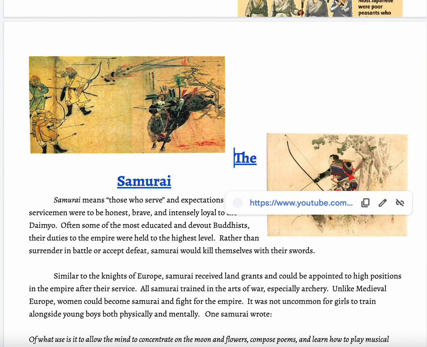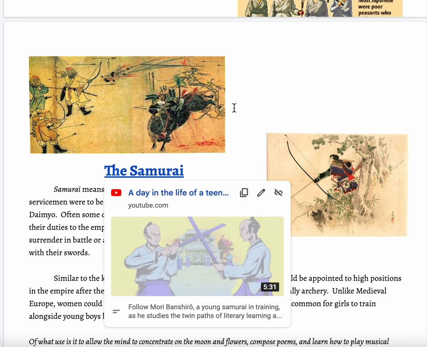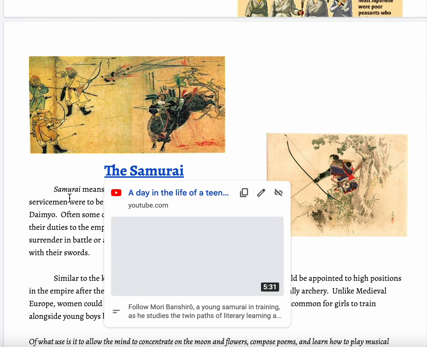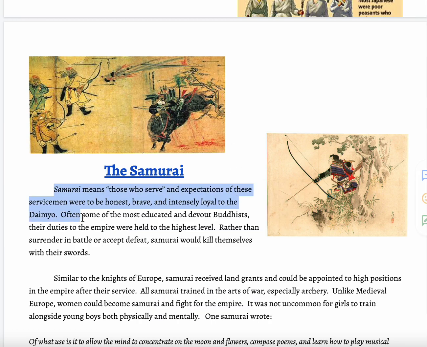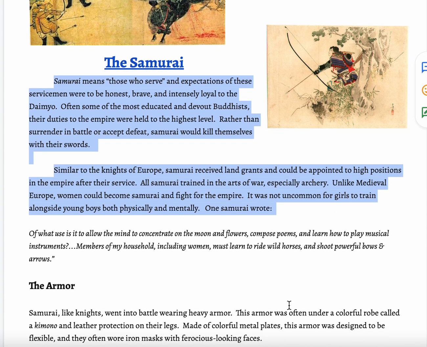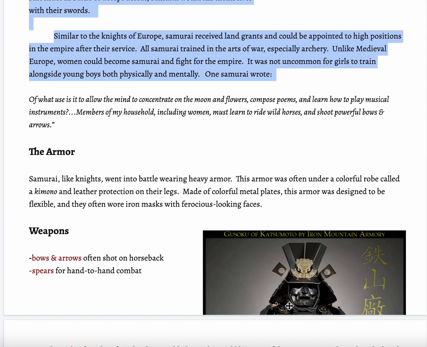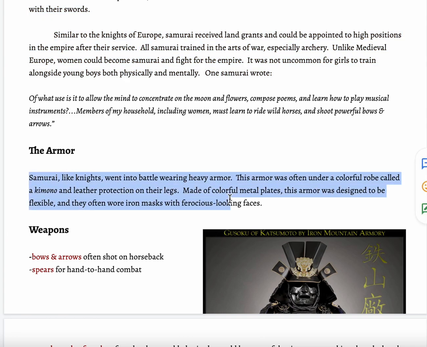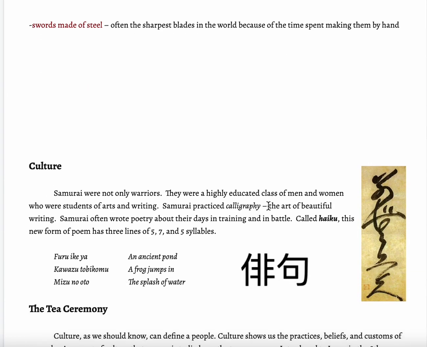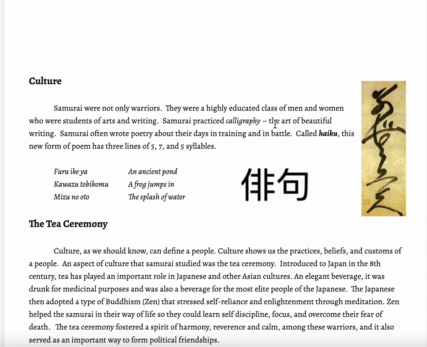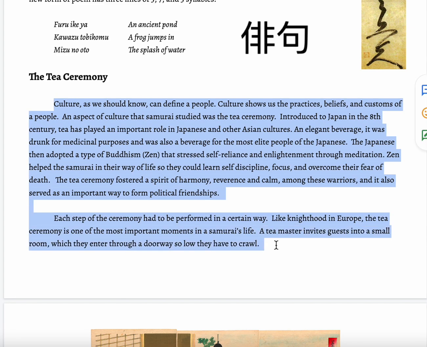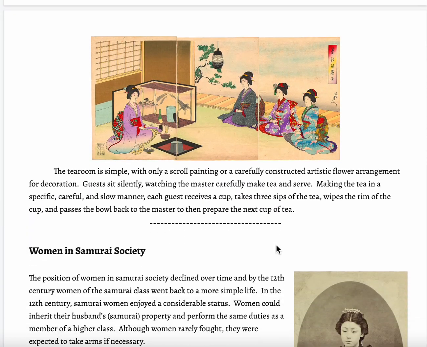There's a short little flick here on the samurai. It's pretty cool. It's like a 5-minute video that shows you what life was like as a samurai. And it tells you right here a little bit about what the samurai did. Talks about the armor the samurai wore, interestingly enough, very similar to those of the knights in the Middle Ages. Culture of the samurai: the tea ceremony of the samurai, which is actually pretty similar to the dubbing ceremony of how one became a knight.